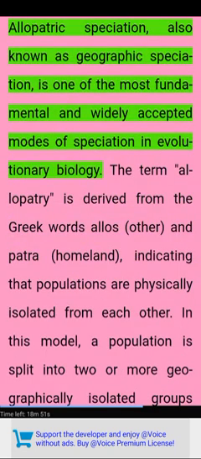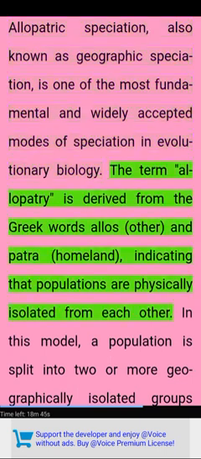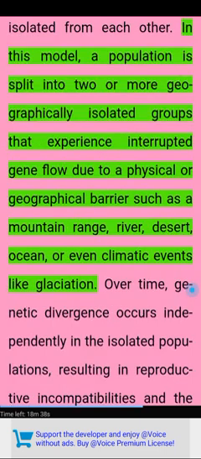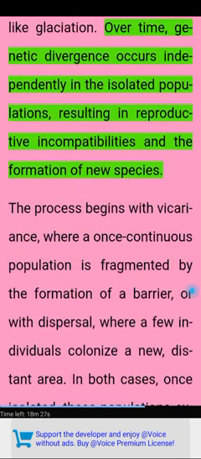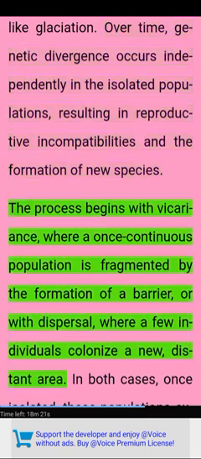Allopatric speciation, also known as geographic speciation, is one of the most fundamental and widely accepted modes of speciation in evolutionary biology. The term allopatry is derived from the Greek words allos, other, and patra, homeland, indicating that populations are physically isolated from each other. In this model, a population is split into two or more geographically isolated groups that experience interrupted gene flow due to a physical or geographical barrier such as a mountain range, river, desert, ocean, or even climatic events like glaciation. Over time, genetic divergence occurs independently in the isolated populations, resulting in reproductive incompatibilities and the formation of new species.